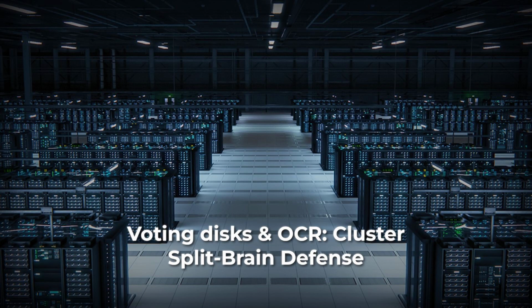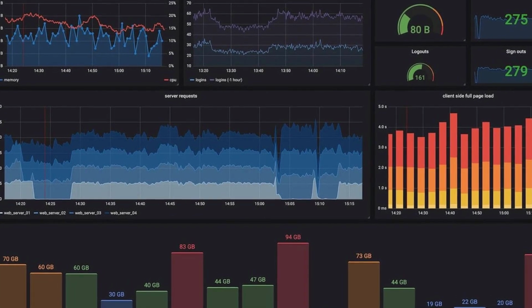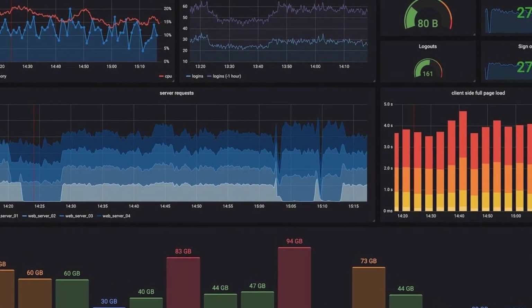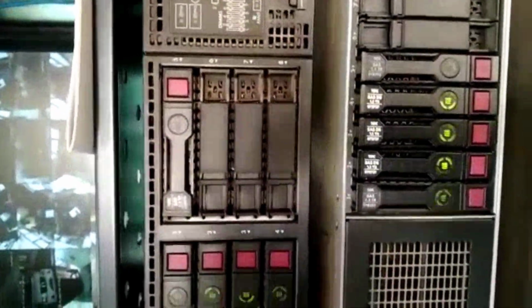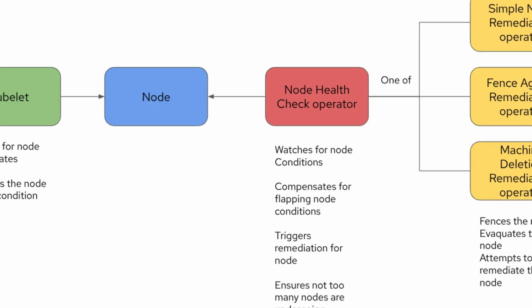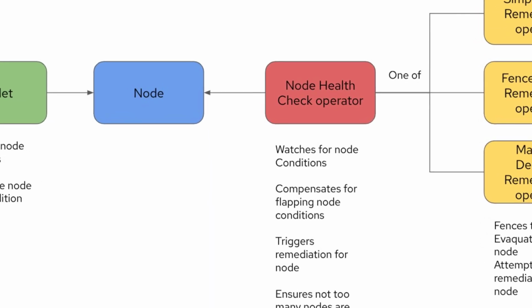Voting disks work alongside the OCR to prevent split-brain scenarios. Each node regularly writes a heartbeat to these disks, affirming its presence in the cluster. If a node stops responding or loses access to the majority of voting disks, it is automatically fenced off, protecting the integrity of the data files.